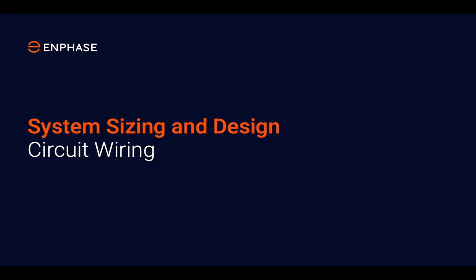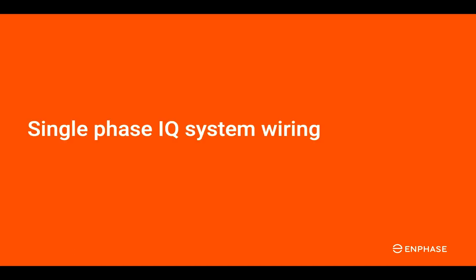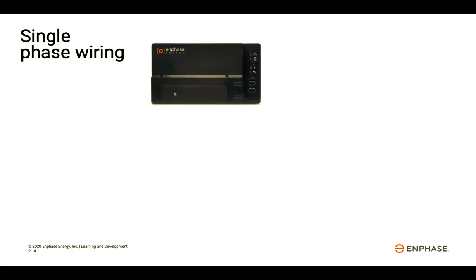In this lesson we'll talk about IQ system circuit wiring. Single-phase IQ system wiring. In the following simplified wiring example, we'll observe the wiring of the active connections within a one-phase installation.